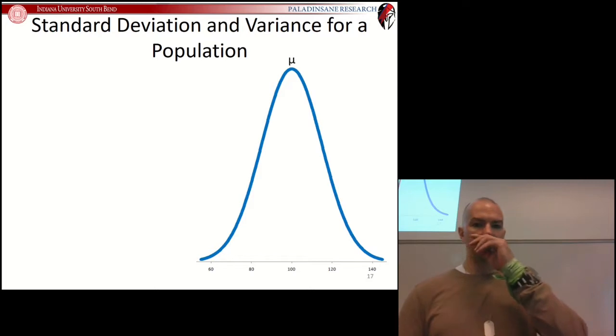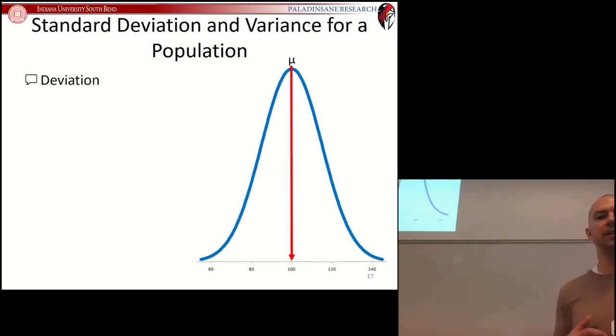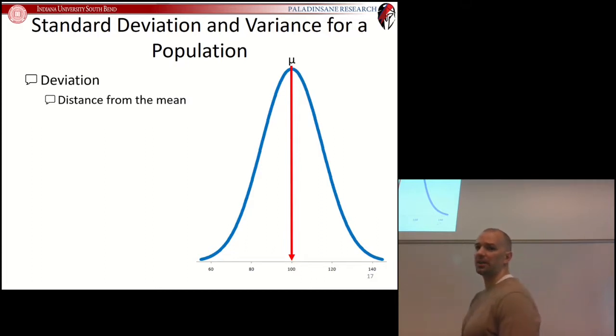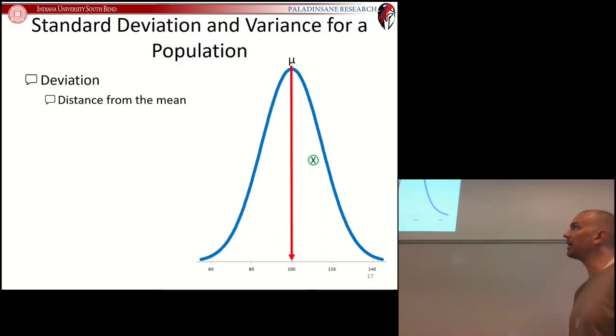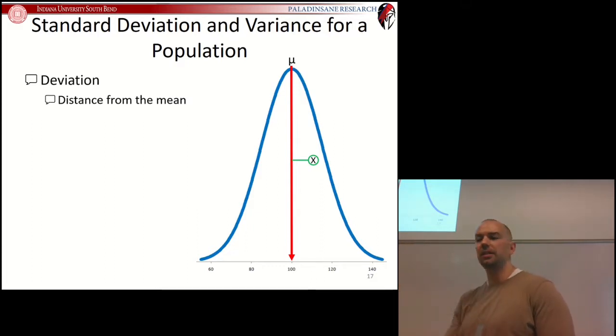All right, so that's the population distribution. There's your population mean. First concept we need is the idea of deviation. Deviation is nothing more than your distance from the mean. So every single score, every single individual that makes up this distribution has a certain deviation, a certain distance that their score is from that calculated mean. So this guy right here, that X score, is a positive deviation. It's kind of close to the mean, but that distance between that score and the mean, that's the deviation.